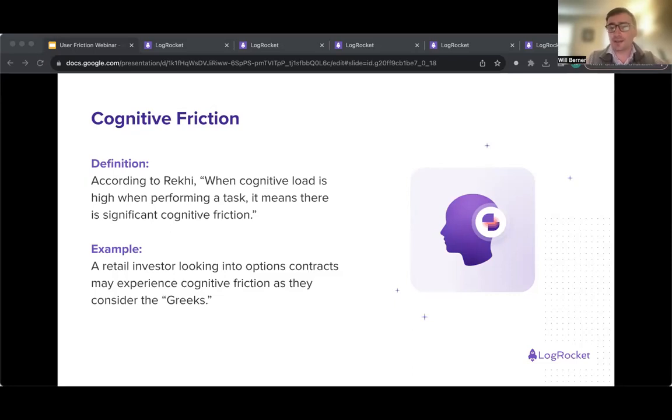And these are products that you can't really dumb down. If you're investing in an options contract, you're going to be thinking about the Greeks, which are these really complicated mathematical principles that play into whether you're going to get wrecked or make some money on your position. There's just a lot you need to think about. And as PMs, we can't make these actions any simpler, but what we can do is simplify the way that we present these processes to our users. And we'll go through a live example of that in a moment.